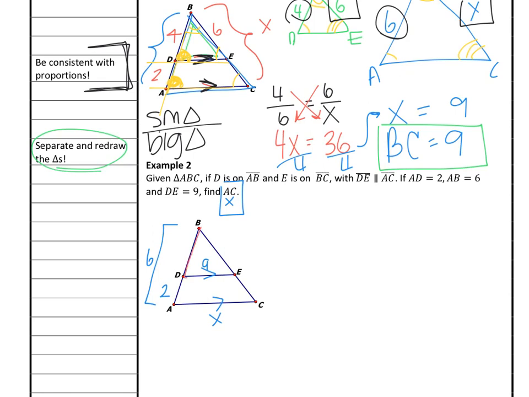We're still going to separate and redraw this, because remember, we still know that the triangles have congruent angles because of the corresponding angles. Remember, again, that comes from here and here, or any other matching pair. So we've got this top triangle, BDE, and we've got the big triangle, ABC.